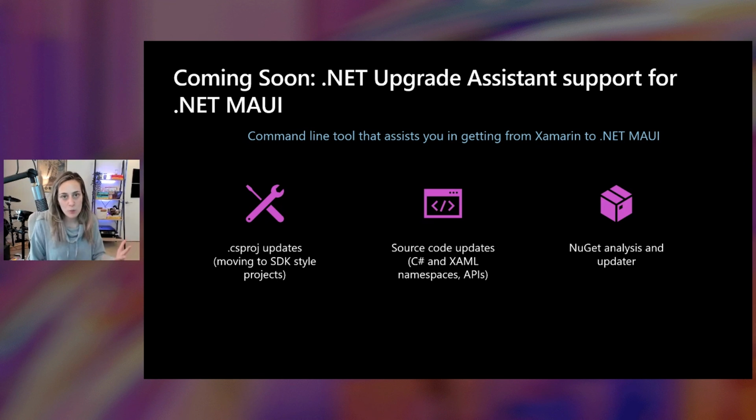It's going to update your CS proj file, that project file that tells Visual Studio what is going on in your project. It's going to move it to the modern SDK style project. It's going to change your target frameworks to be correct for .NET 6 and let you start taking advantage of the single project stuff we have. We'll change your namespaces. We'll change most of the APIs that we can kind of find and replace pretty easily. We'll do that all for you, so you don't have to do that find and replace. And then we are also going to work on a NuGet updater tool that's part of .NET Upgrade Assistant to kind of intelligently replace NuGets that are compatible with Xamarin Forms with ones that are compatible with .NET MAUI.